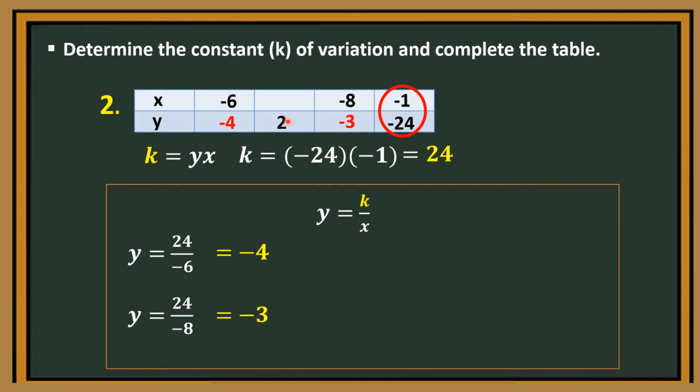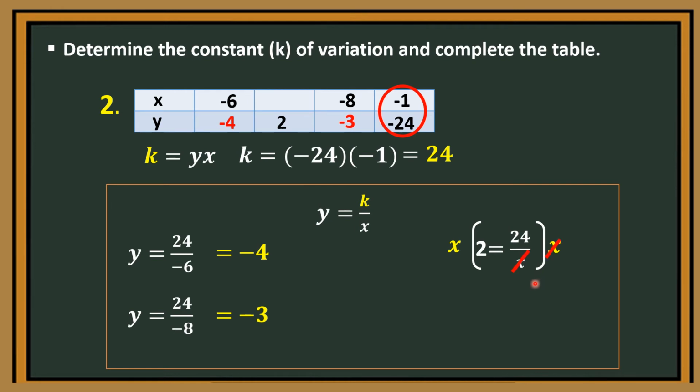Next, let's go to x. So we have here value for y, that is 2. Use again the equation. So 2, that is your y, k, that is 24, and we do not have x. So that is 2 is equal to 24 divided by x. So to solve for x, we're going to multiply both sides by x.